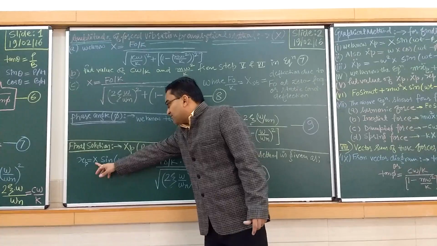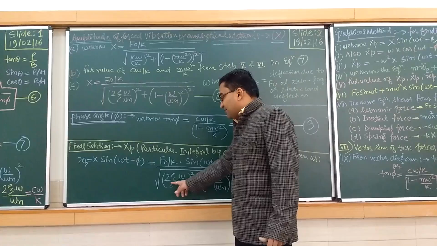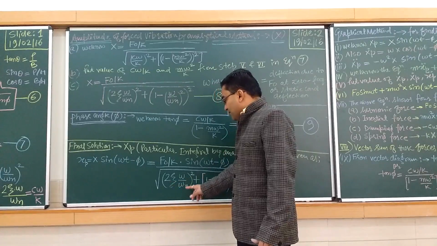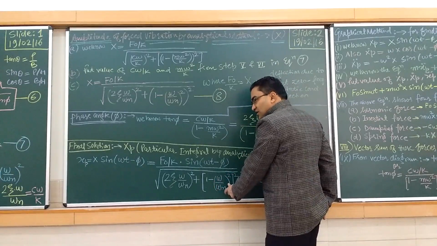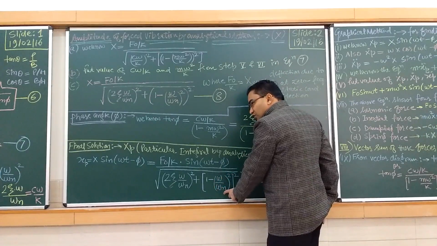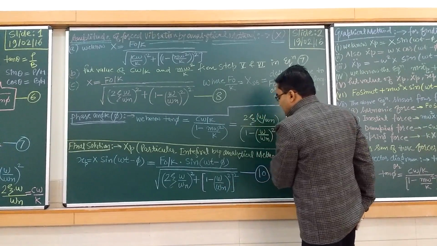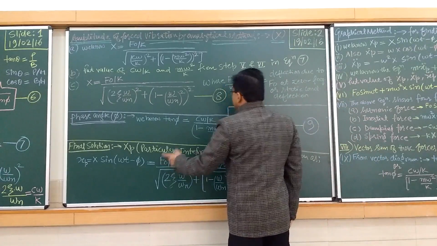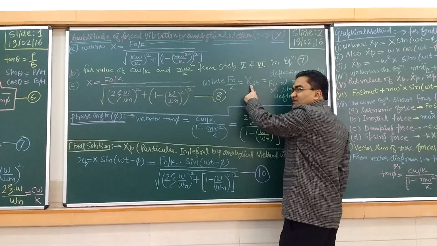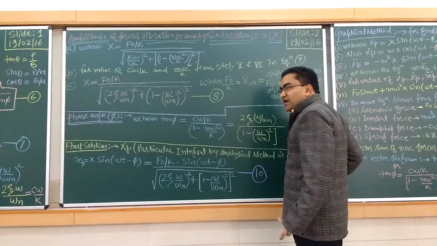So while you are putting the value of capital X as F naught upon k divided by the square root of (1 minus omega upon omega n) whole square plus (2 zeta omega upon omega n) whole square. This is equation number 10. Moreover, you can also write F naught upon k as x static, x first. So this is another way to write out the equation.